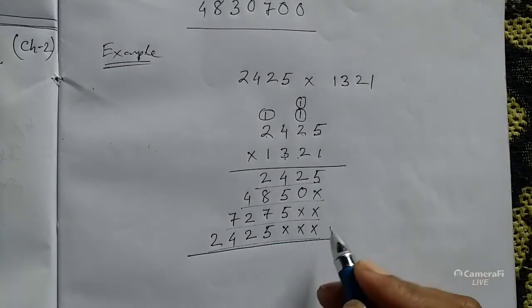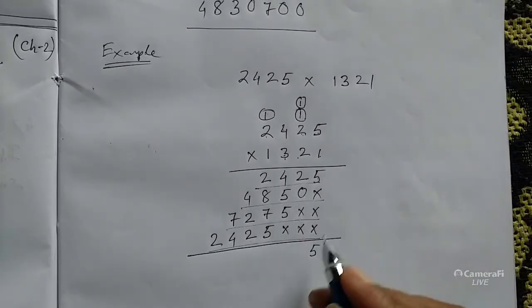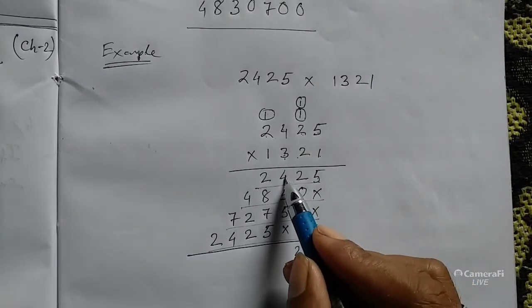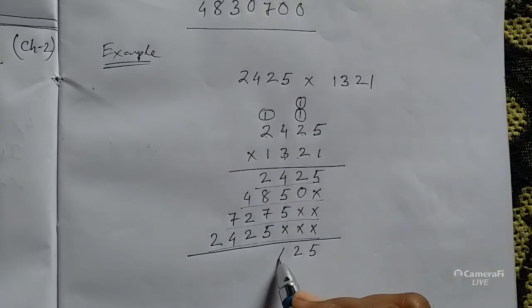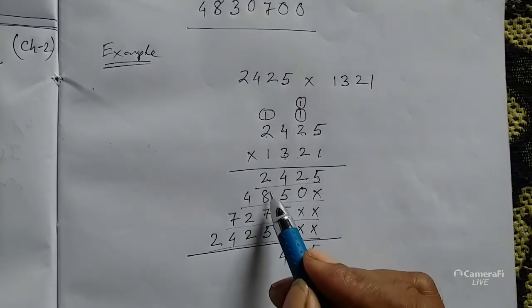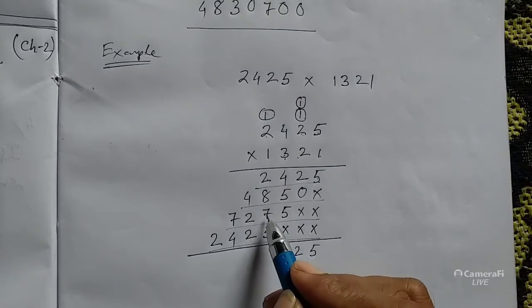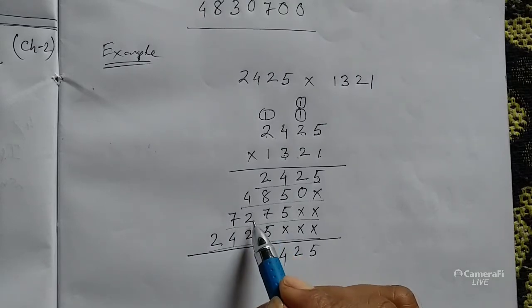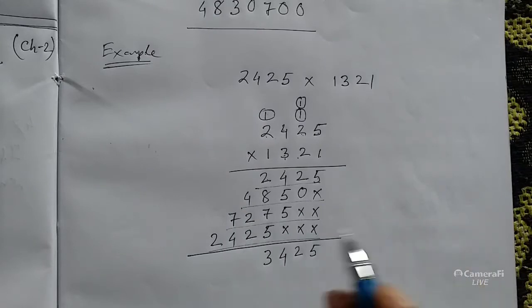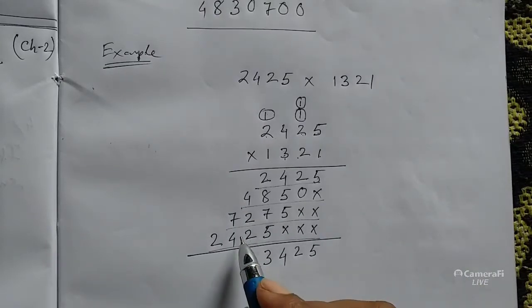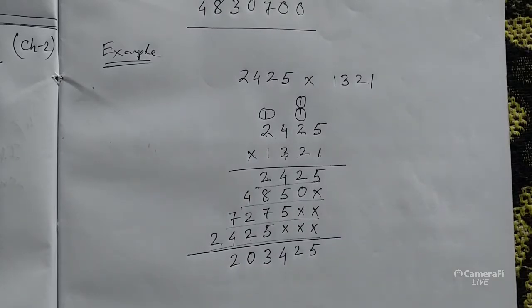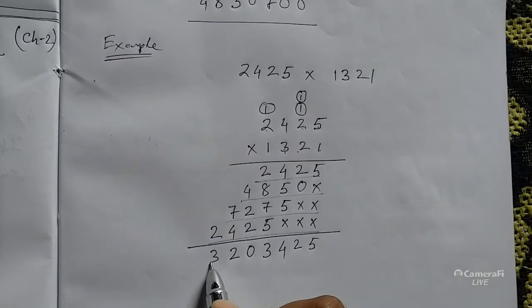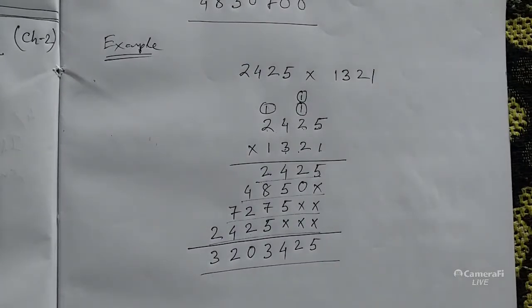Let us add. 5. Here 2 plus 0, 2. 4 plus 5, 9, 9 plus 5, 14. 4, 1 carry. 2 plus 10, 2 plus 8, 10. 10 plus 7, 17. 17 plus 5, 22, plus 1 carry, 23. 1 carry, 2 carry in that case. 4 plus 2, 6 plus 2, 8. 8 plus carry 2, 10. Again 1 carry. 7 plus 4, 11, plus 1 carry, 12. 2. 1 carry again. 2 plus 1, 3. So this becomes the product.